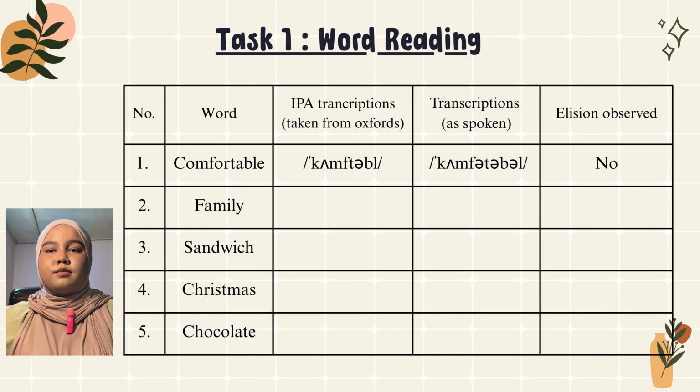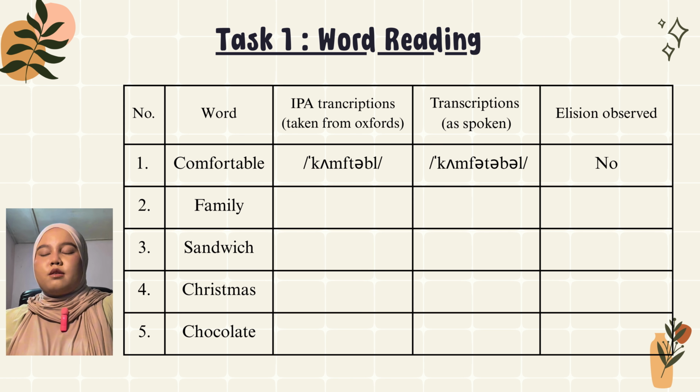Comfortable. So over here, there is no elision observed, but instead there is an extra vowel added. The participant inserted a schwa between the "t" and "b" sound. This creates a more careful and articulated version. This is common among ESL learners aiming for clarity or accuracy.